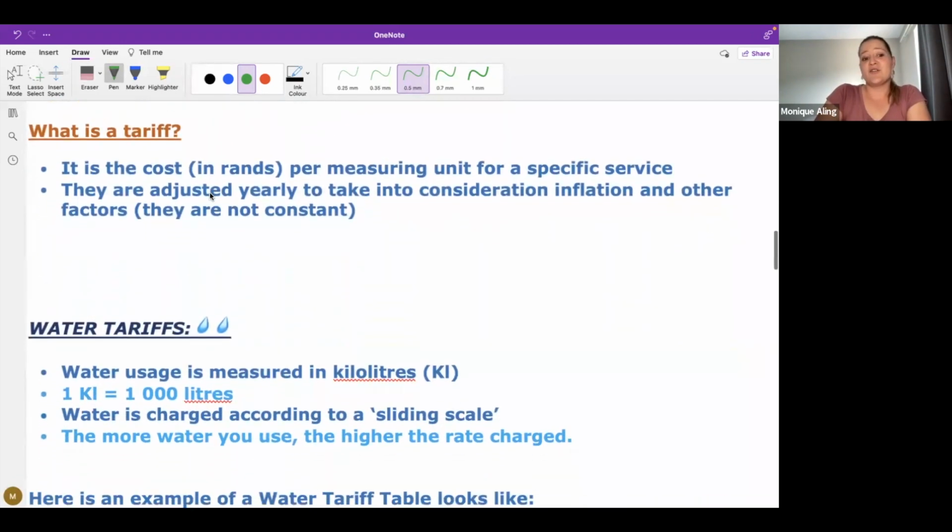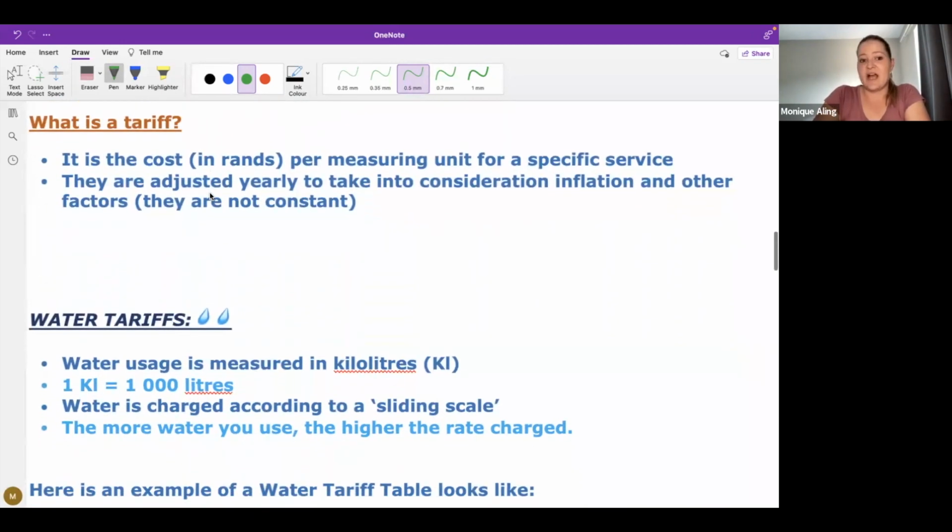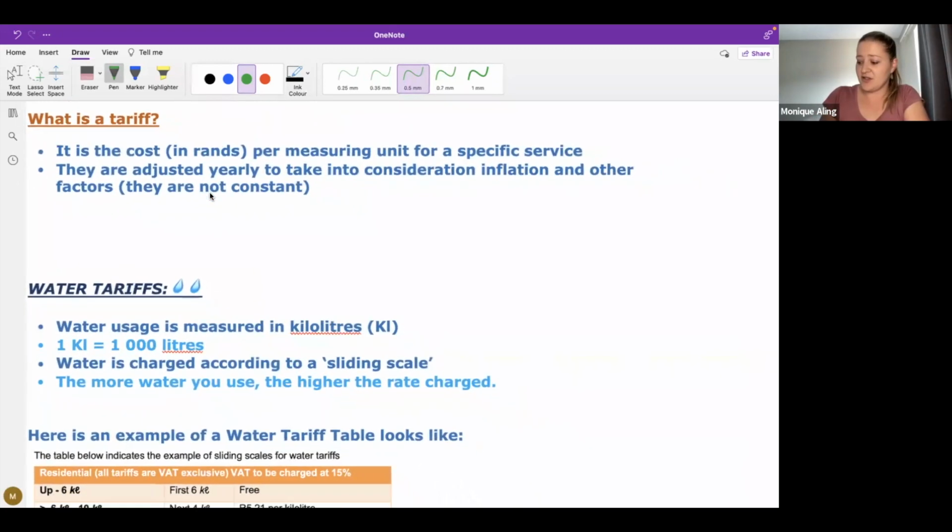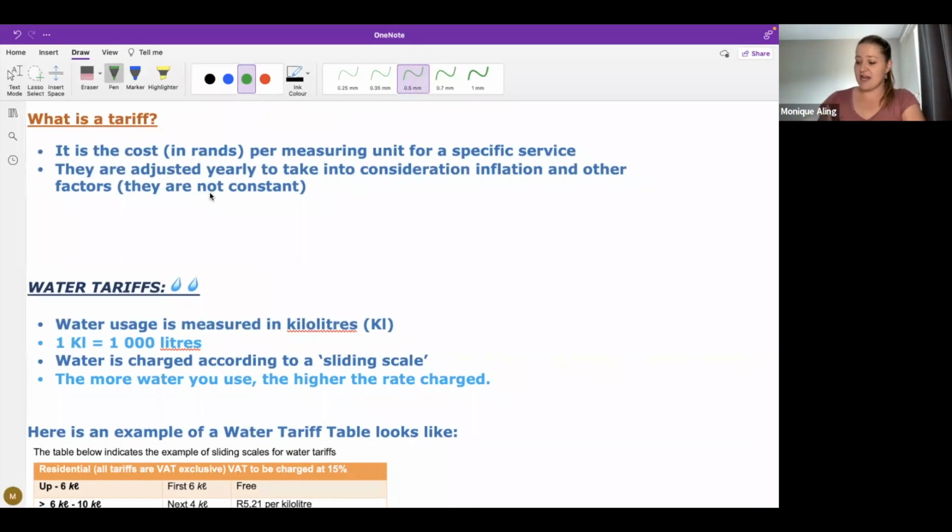So going on to the definition, I did get two definitions very similar. So well done to you two. It is the cost in rands per measuring unit for a specific service. They are adjusted yearly to take into consideration inflation and other factors. So basically, tariffs aren't constant. So when you see examples now, those prices can change every year.